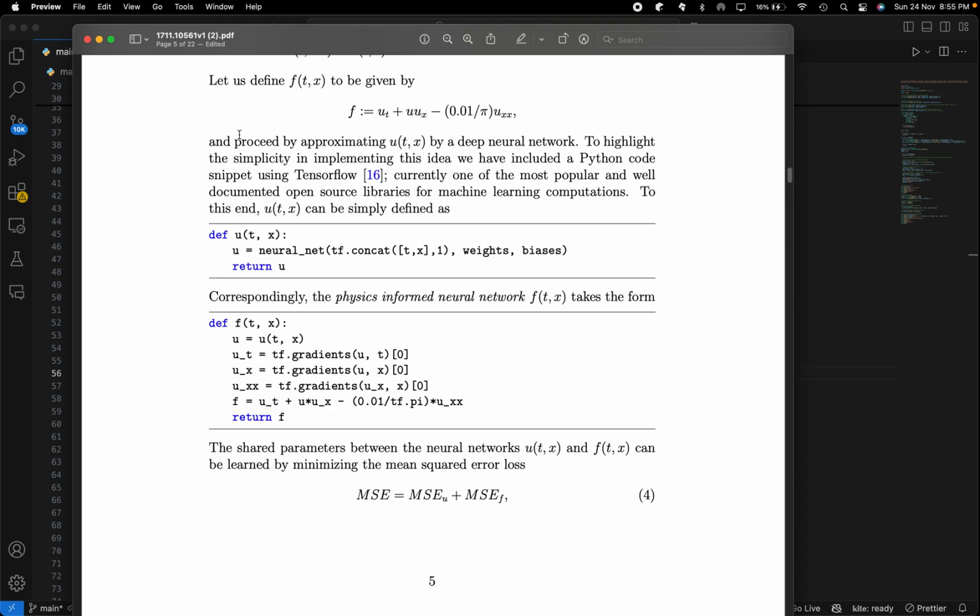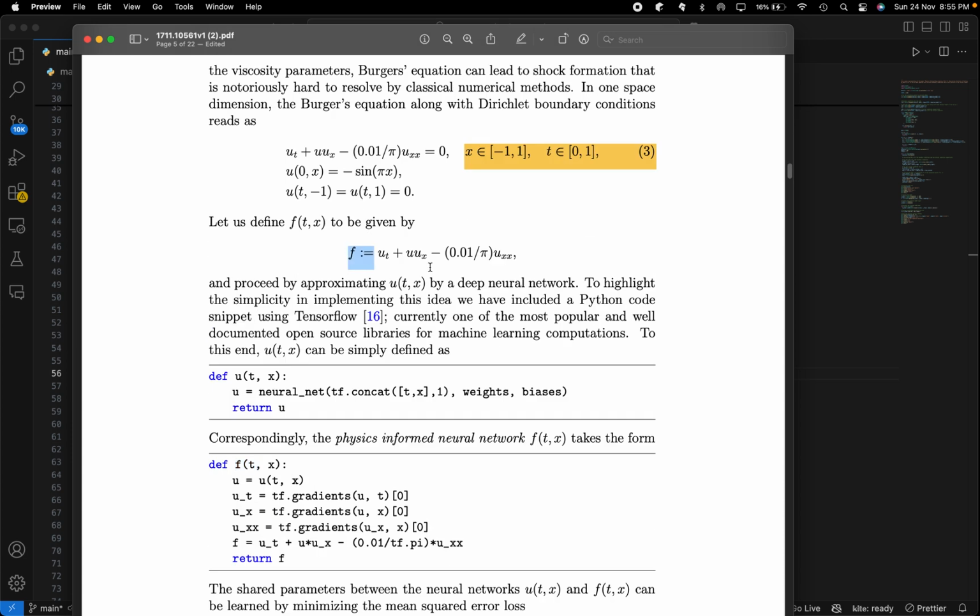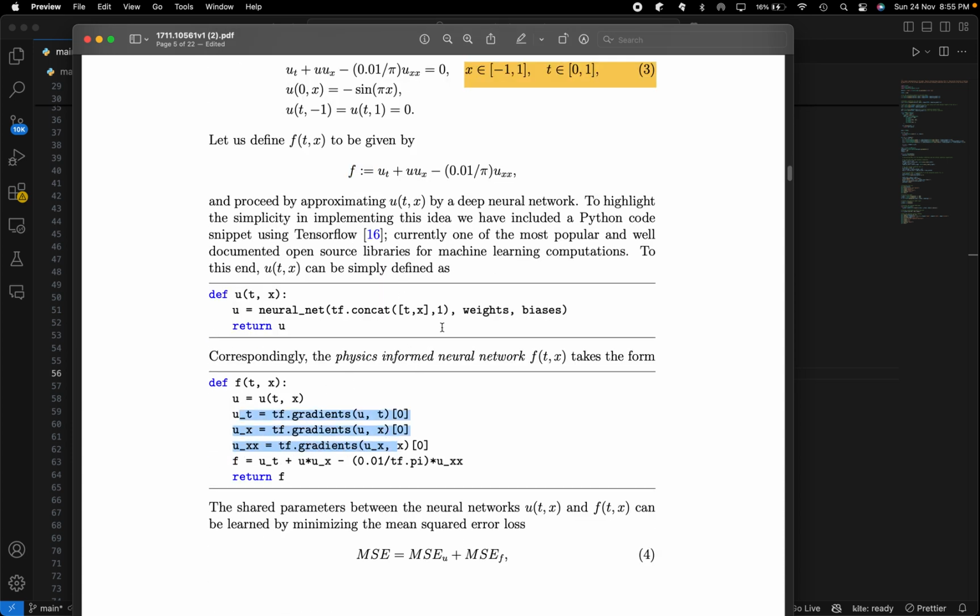Other than that, you can see that they have written this paper very readably. So this is a very good beginner paper to implement because they have provided snippets of code as to what they want you to do. As you can see, they have said that it's very simple. All you do is a u(t, x) function where you compute the u by applying the neural net to a concatenation of the t and x. We don't need to do that since we are using torch. And then you create your f(t, x), which is your PINN, wherein you compute the gradients and implement this equation.